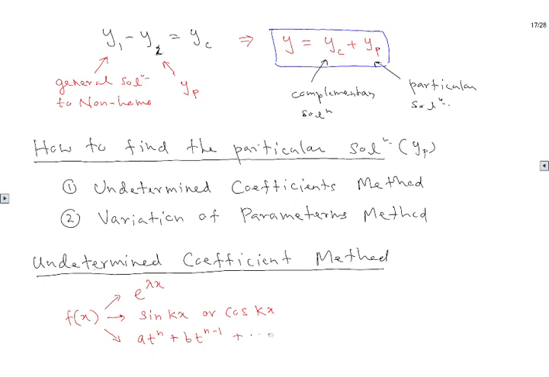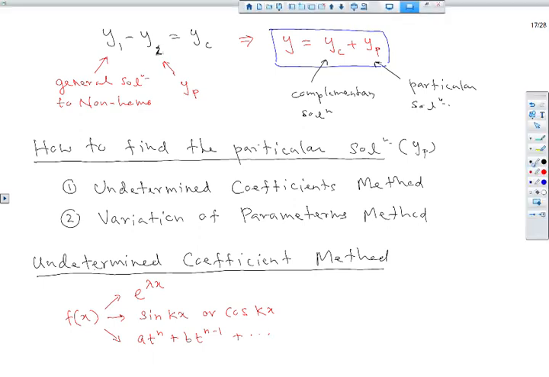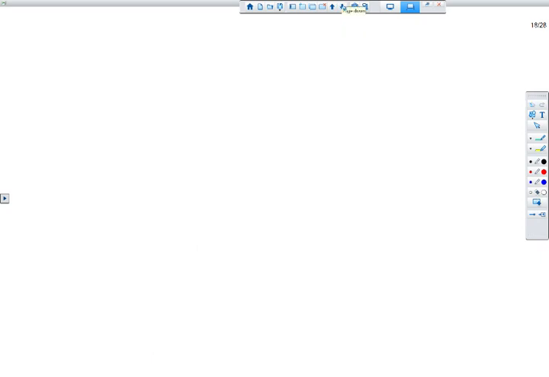So what we're going to do, we're going to do one by one. So let's start with the easiest one, that is the exponential function. So let's go to case 1. Case 1, exponential function e to the lambda x.